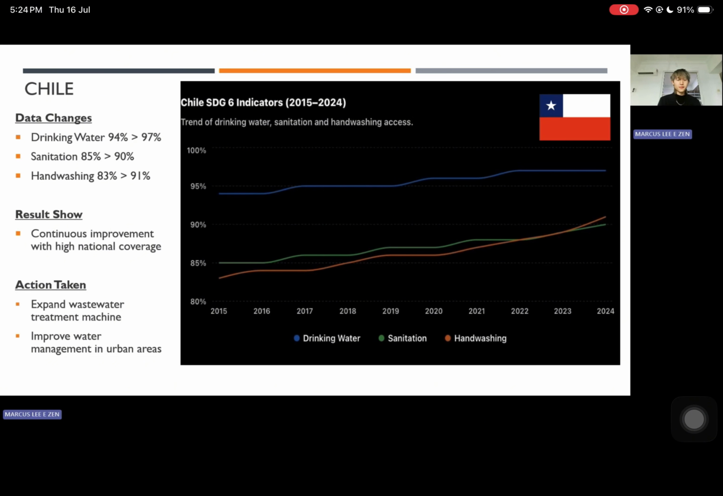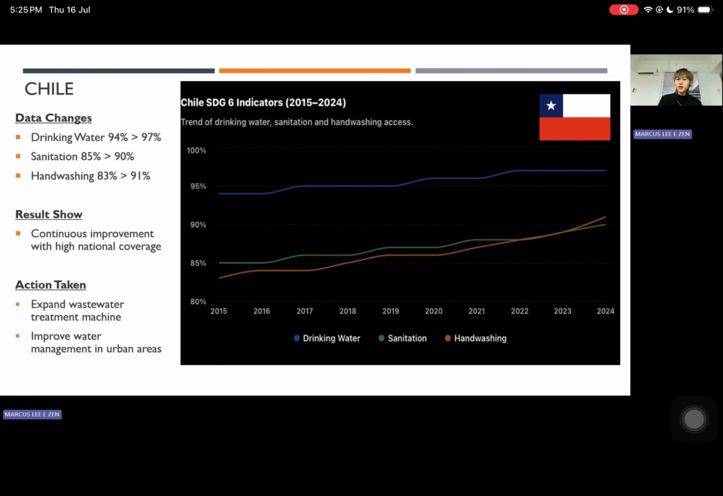The follow-up country will be Chile. They have continued to improve in water service, but they are also facing the problem of geographic issues, as, like Peru, they are in a desert country. They can't really take a lot of action, but they do make improvements, like drinking water from 94% to 97%, sanitation from 85% to 90%, and hand washing from 83% to 91%. They have improved by expanding their wastewater treatment and improving water management in urban areas.